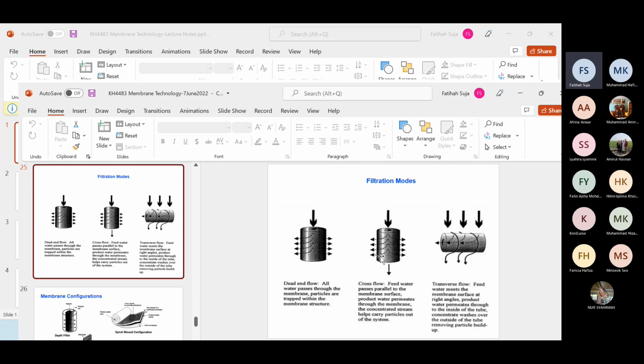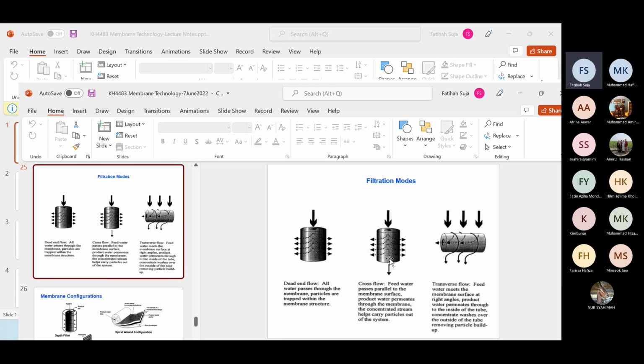Cross flow: feed water passes parallel to the membrane surface. Product water permeates through the membrane. The concentrated stream helps carry particles out of the system. This is cross flow. Again, you are describing the contaminants or the concentrate.